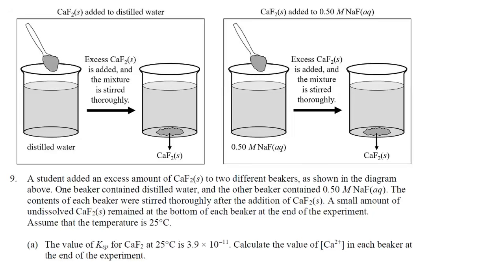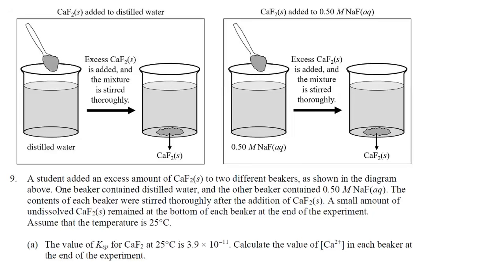A small amount of undissolved solid calcium fluoride remained at the bottom of each beaker at the end of the experiment. So this tells us that each of these solutions is a saturated solution because of the presence of the undissolved solid. Assume that the temperature is 25 degrees Celsius. Part A. The value of Ksp for calcium fluoride at 25 degrees Celsius is 3.9 times 10 to the negative 11. Calculate the value of the concentration of the calcium ion in each beaker at the end of the experiment.